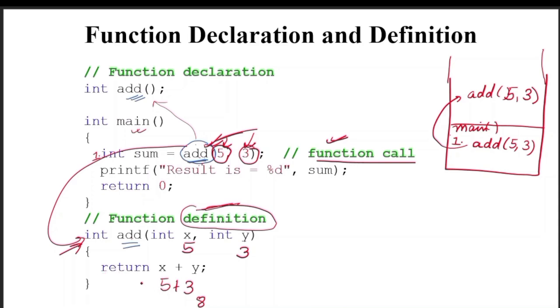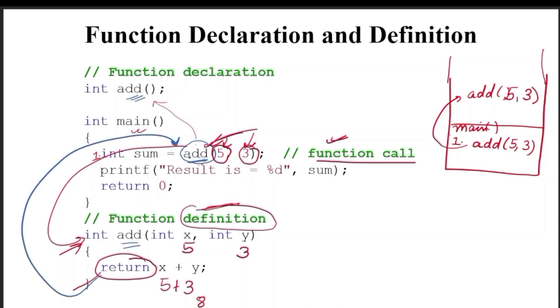Now this 8 value is returned. Okay, here you can see return. So now where will the control be returned? To the place from where it was called. Okay, to the place from where it was being called. So this function was called from here. So now the control is returned back over here.